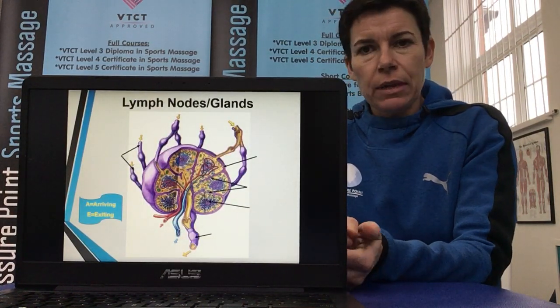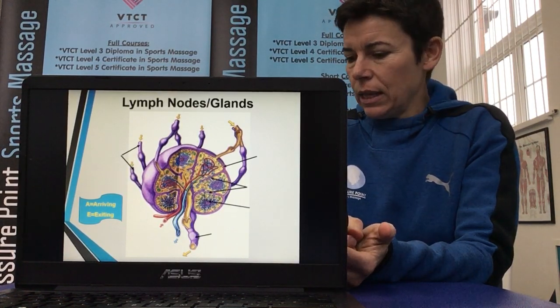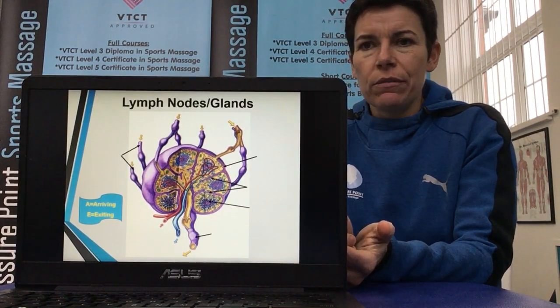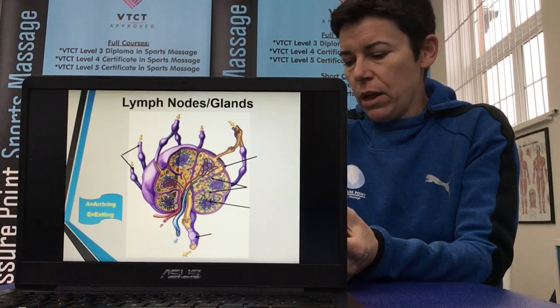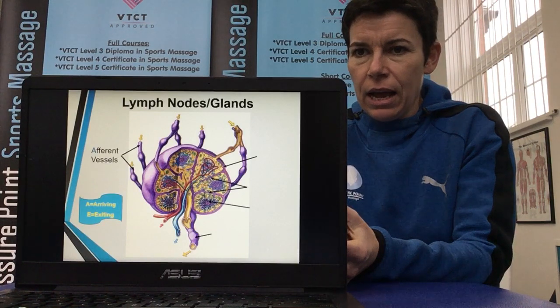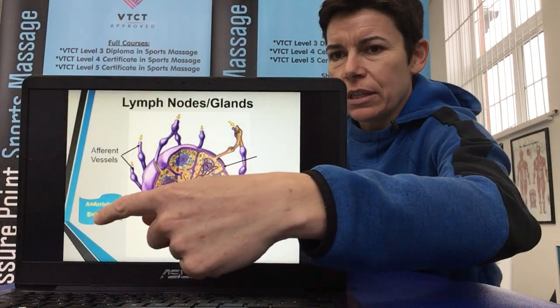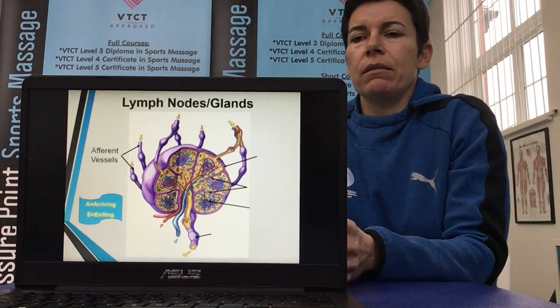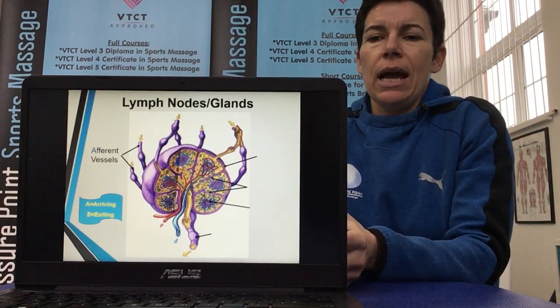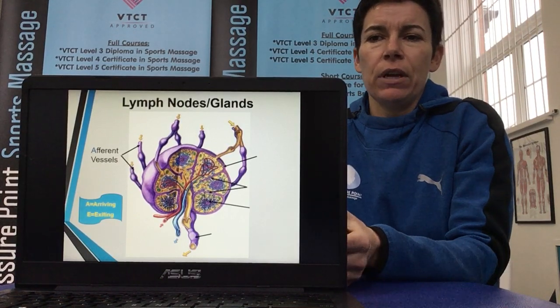So if you have an A&P revision pack with me on the course, then you can take that out and we'll label up your lymph node or your lymph gland. So we're starting off with the afferent vessels. Afferent. So underneath there, you can see I've written, A is arriving, the arriving vessels, and E for efferent vessels, E is the exiting vessel.